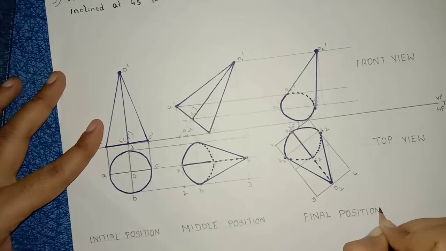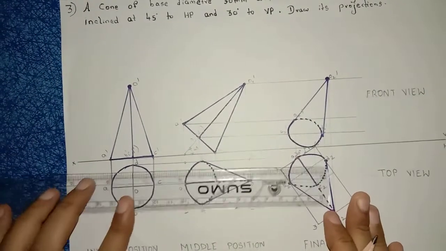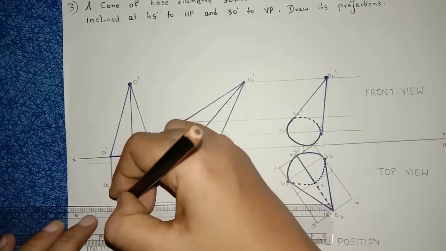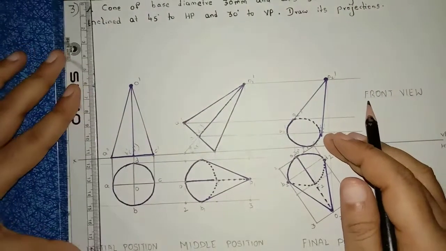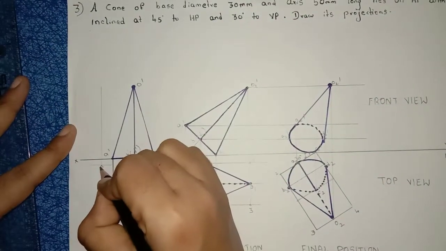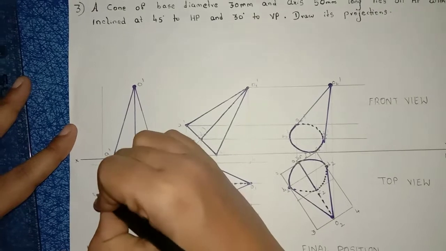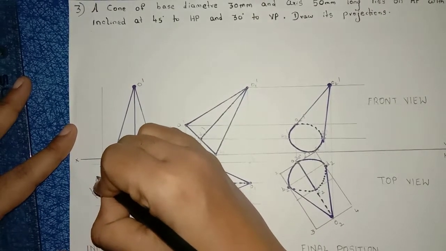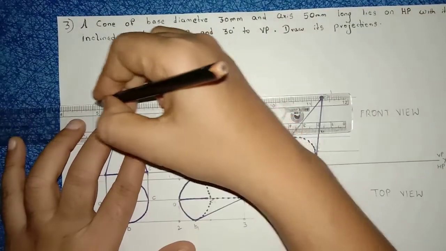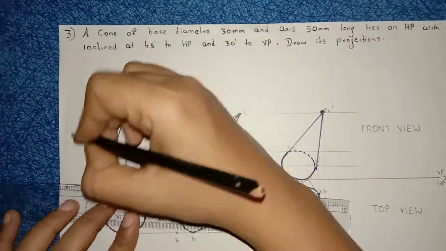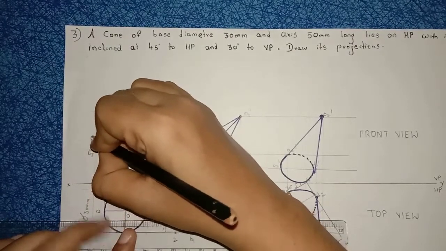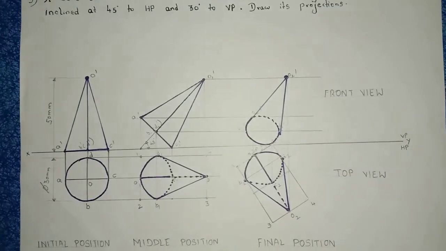In this question they mentioned the cone diameter is 30 mm. So draw the extension line. Right, diameter of cone is here 30 mm, phi 30 mm. Right, and axis height is here 50 mm. Write down here 50 mm. This completes the cone problem.